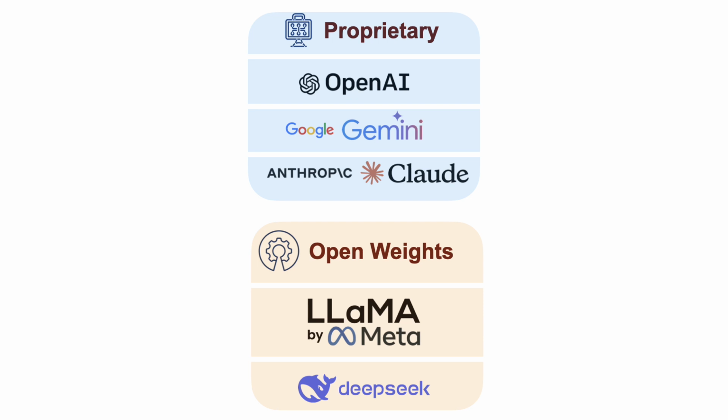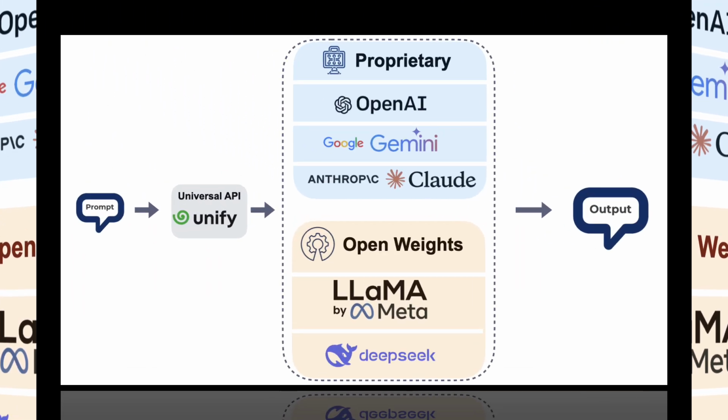So at this point, I have a family of five models, right? Three proprietary: OpenAI, Google Gemini, and Anthropic Claude, as well as two families of open weights models, obviously Llama and now DeepSeek. And so you might ask, how can you use so many models?